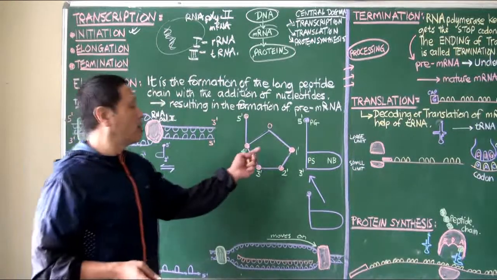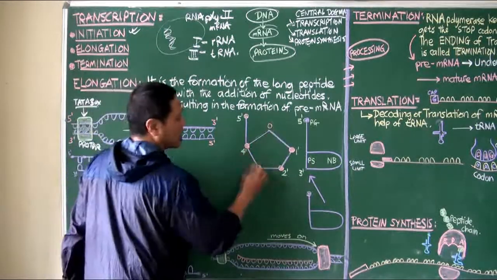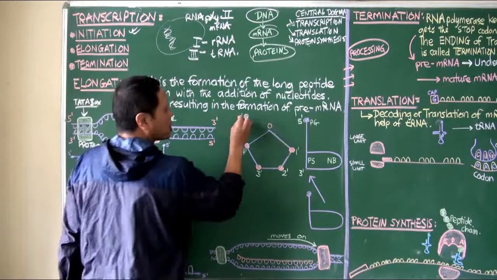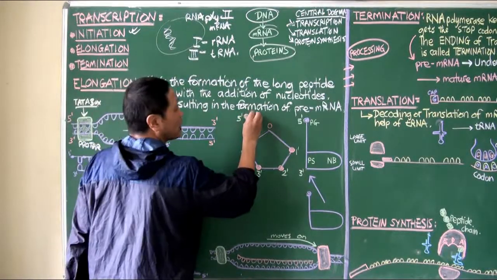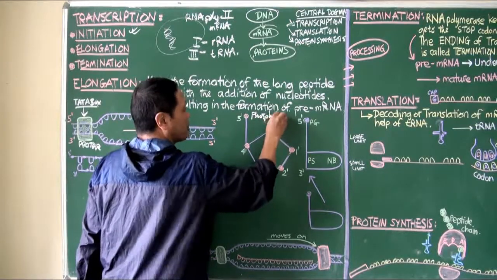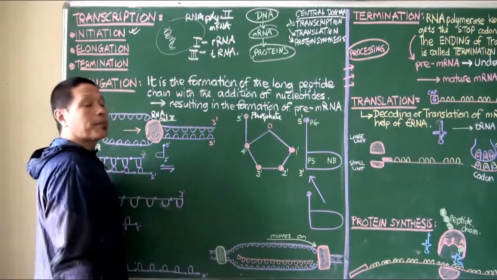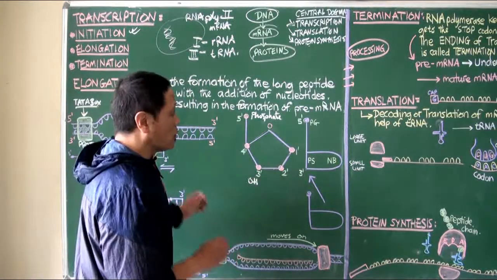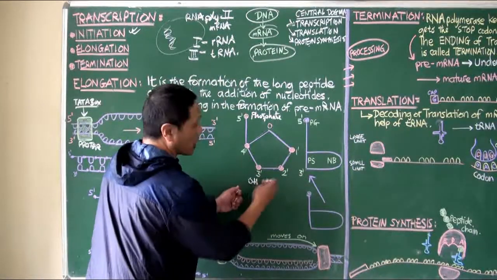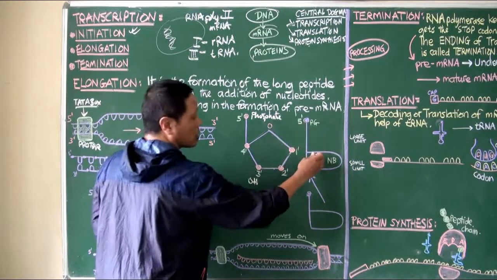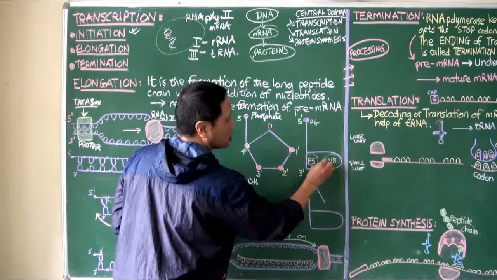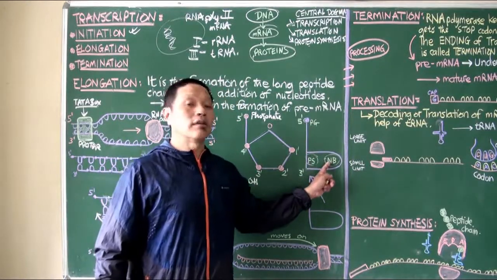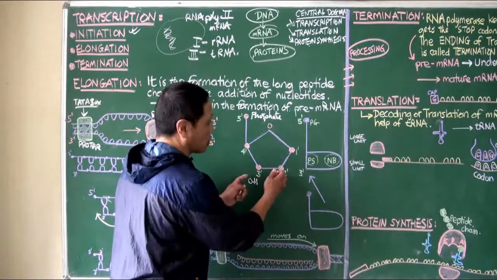This is the pentose sugar, and we know that it has 5 carbons: 1, 2, 3, 4, and 5. Important to remember, on the 5' carbon we find the phosphate group, and at the 3' carbon it has the OH, or hydroxyl group. So the addition can be done this way. This is the pentose sugar, this is the nitrogenous base, and this is the phosphate group. Phosphate group, pentose sugar, nitrogenous base. So this will be fixed this way, here.